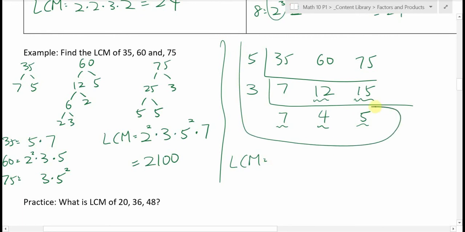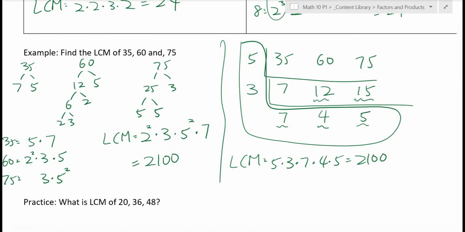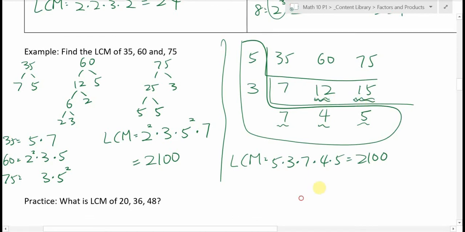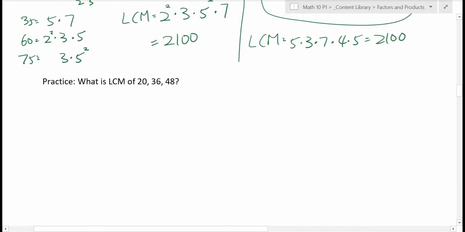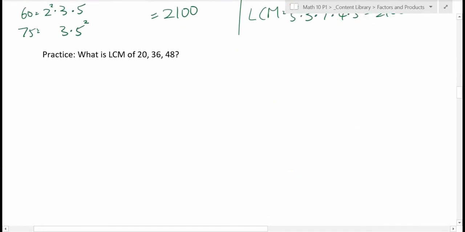And again, that is just a multiple of these numbers. So that's 5 times 3 times 7 times 4 times 5, which also gives you 2100. Okay, so just be careful if you decide to use the continuous division method. When you look for LCM, you have to be careful with this situation. Okay, so there's the last practice question for you to try, and good luck. I'll show you in a bit.